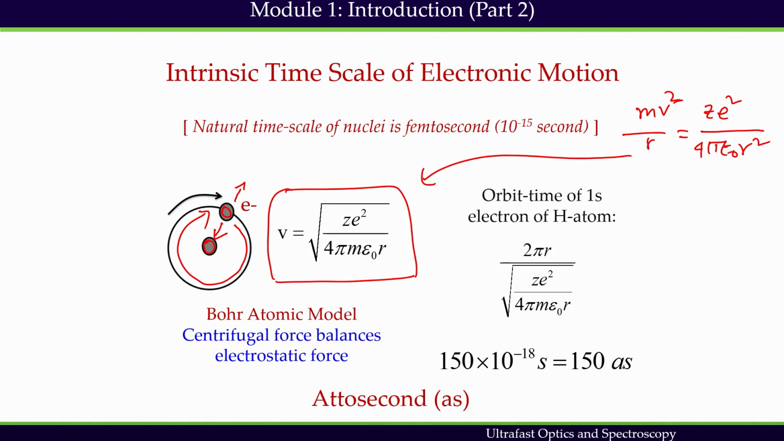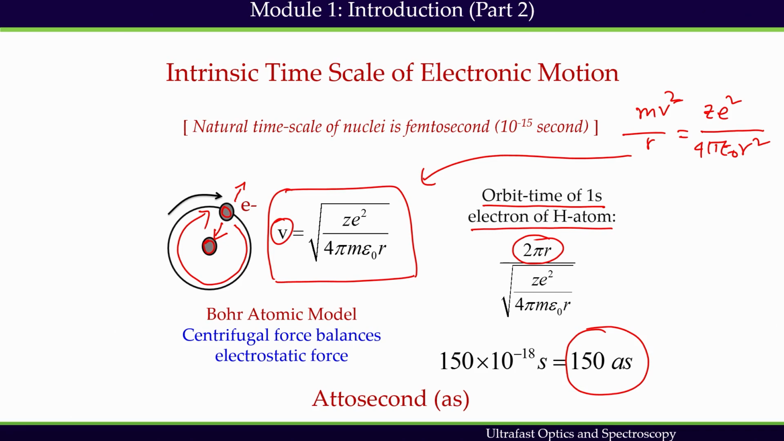And from the velocity, if I know the typical hydrogen atom radius, then I'll be able to find the distance it travels in one orbit, and from the distance and the velocity I'll be able to get the orbit time of the 1s electron in the hydrogen atom, and that is given by 150 attoseconds. 150 attoseconds is the orbit time of the 1s electron predicted by the Bohr atomic model.